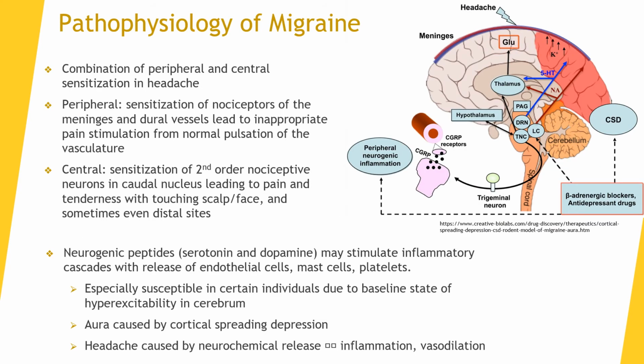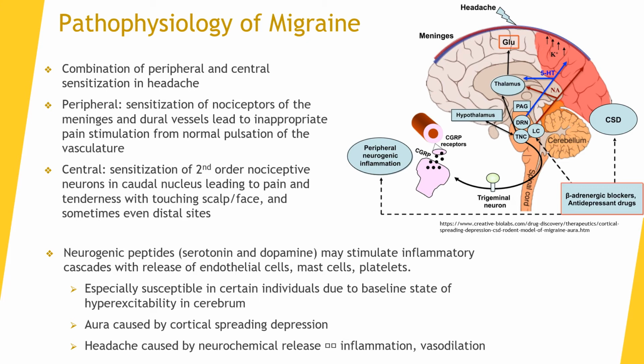So how does migraine come about? This is a combination of peripheral and central sensitization in headaches. The peripheral sensitization is from the nociceptors of the meninges and dura vessels. This leads to inappropriate pain stimulation from a normally benign stimulus, such as normal pulsation of the vasculature. The central sensitization involves the second-order nociceptive neurons. This leads to pain and tenderness with the benign touching of the scalp or the face, and sometimes it goes to distal sites of the body as well.